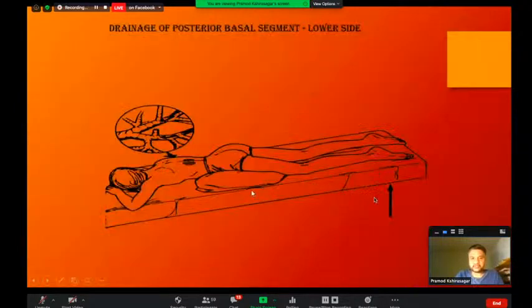So this is the classical thing, where we're using a tilt board. So raise the foot end, and the patient is in prone position, for the bronchopulmonary segment which is draining the posterior lobe.